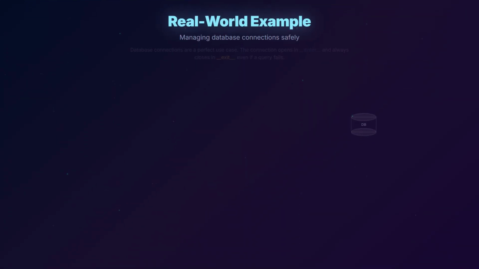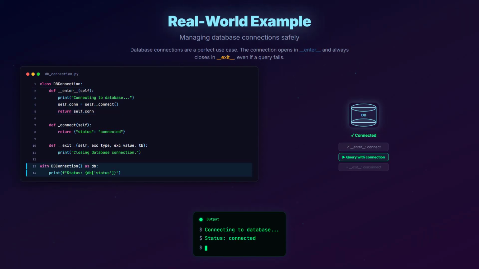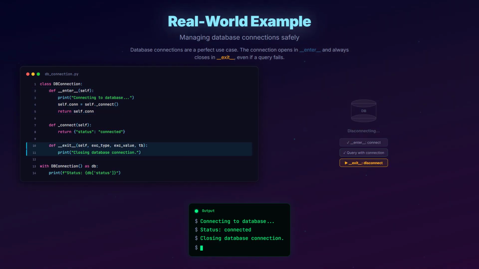A context manager is an ideal pattern for managing database connections. Here's a simplified example. In __enter__, we establish the connection and return it. Inside the with block, we use the connection to run queries. In __exit__, we always close the connection cleanly. Even if a query fails mid-execution, the connection is guaranteed to be closed. This pattern prevents connection leaks, which are one of the most common causes of database performance issues in production applications.